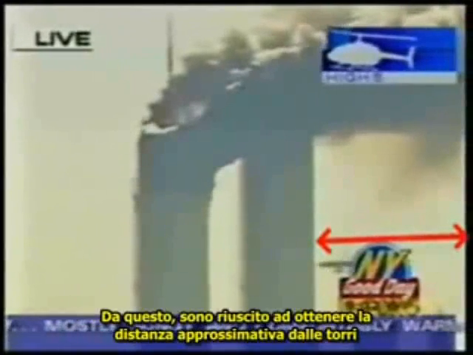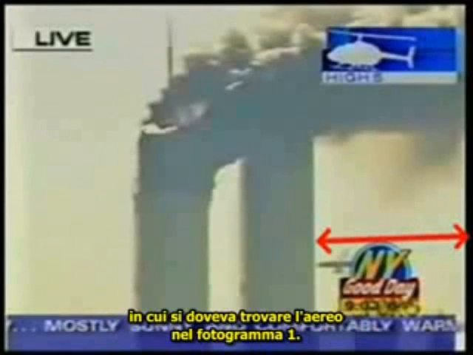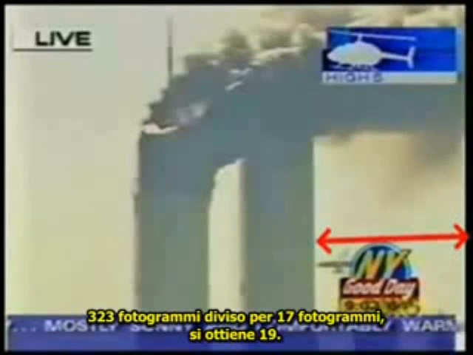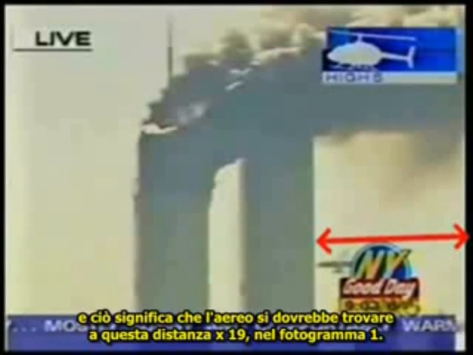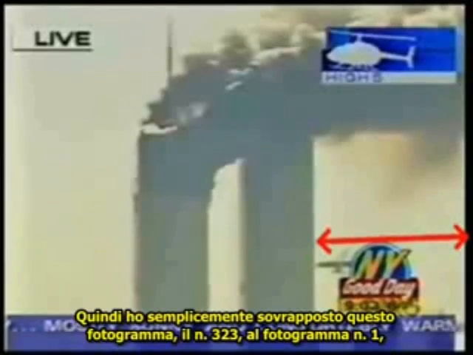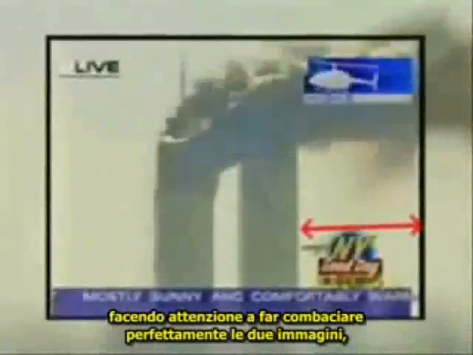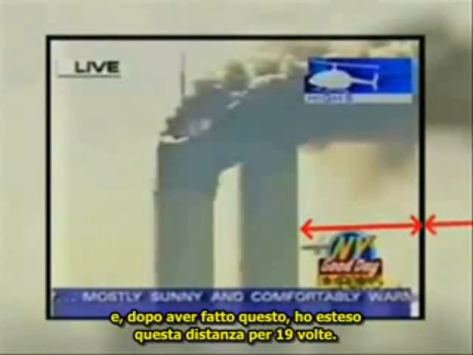From this, I was able to work out the approximate distance the plane would be from the tower in frame 1. 323 frames divided by 17 frames is 19, which means 19 times this distance is where the plane should be in frame 1. So I superimposed this frame, 323, onto frame 1, taking care to marry the two images up, and then I extended this distance 19 times, which should surely run off the edge of frame 1. But it didn't.